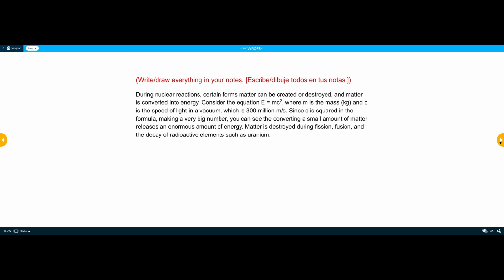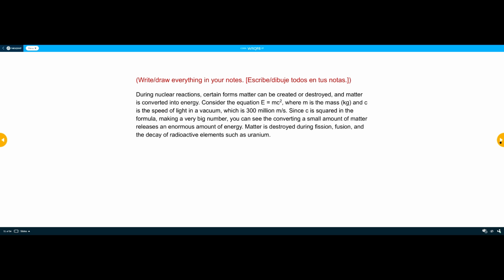In our last slide of notes, we are now going to talk about nuclear reactions. This is in reference to nuclear bombs and nuclear power plants. During nuclear reactions, certain forms of matter can be created or destroyed, and matter is converted into energy.